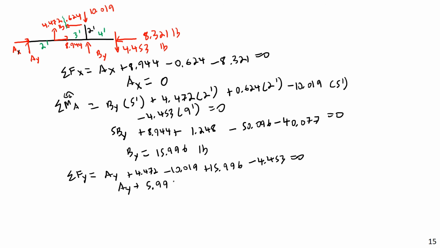5.996 then is equal to 0. So AY is actually a downward force. It's a downward restraining force of negative 5.996 pounds, just pounds, not pound inches, just pounds. So this one is upward and this one is downward.